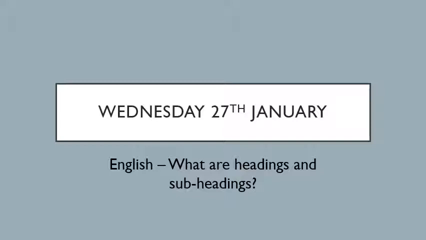Well done for all of the work that you did yesterday with identifying the text features of our information text that we've started to look at. Today we're going to focus on two of those features, headings and subheadings. We're going to explore them in a little bit more detail and think about why they're important for our information text.